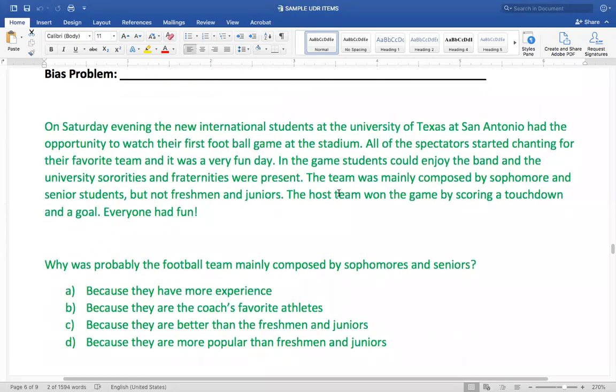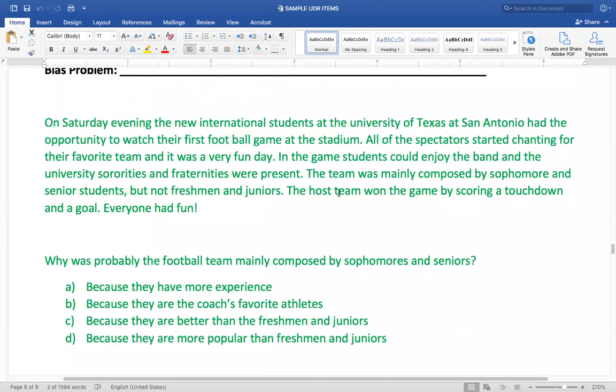So let's see. On Saturday evening, the new international students at the University of Texas at San Antonio had the opportunity to watch their first football game at the stadium. All of the spectators started chanting for their favorite team, and it was a very fun day. In the game, students could enjoy the band, and the university's sororities and fraternities were present. The team was mainly composed by sophomore and senior students, but not freshmen and juniors. The host team won the game by scoring a touchdown and a goal. Everyone had fun. So, okay, that's the context.